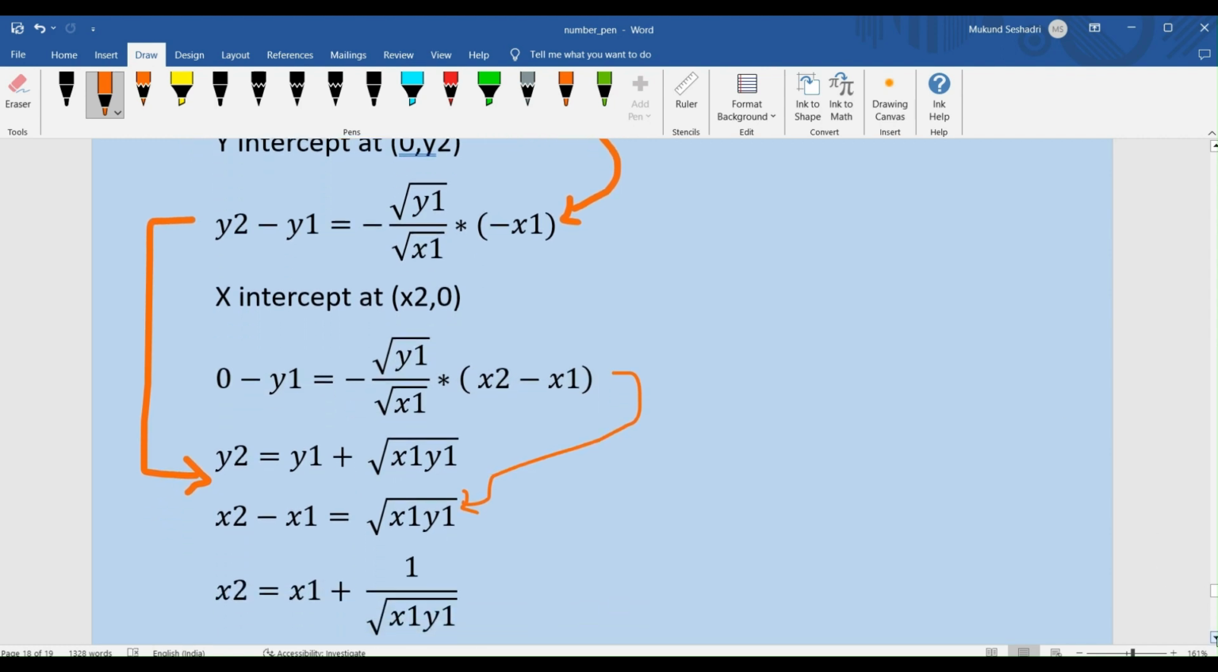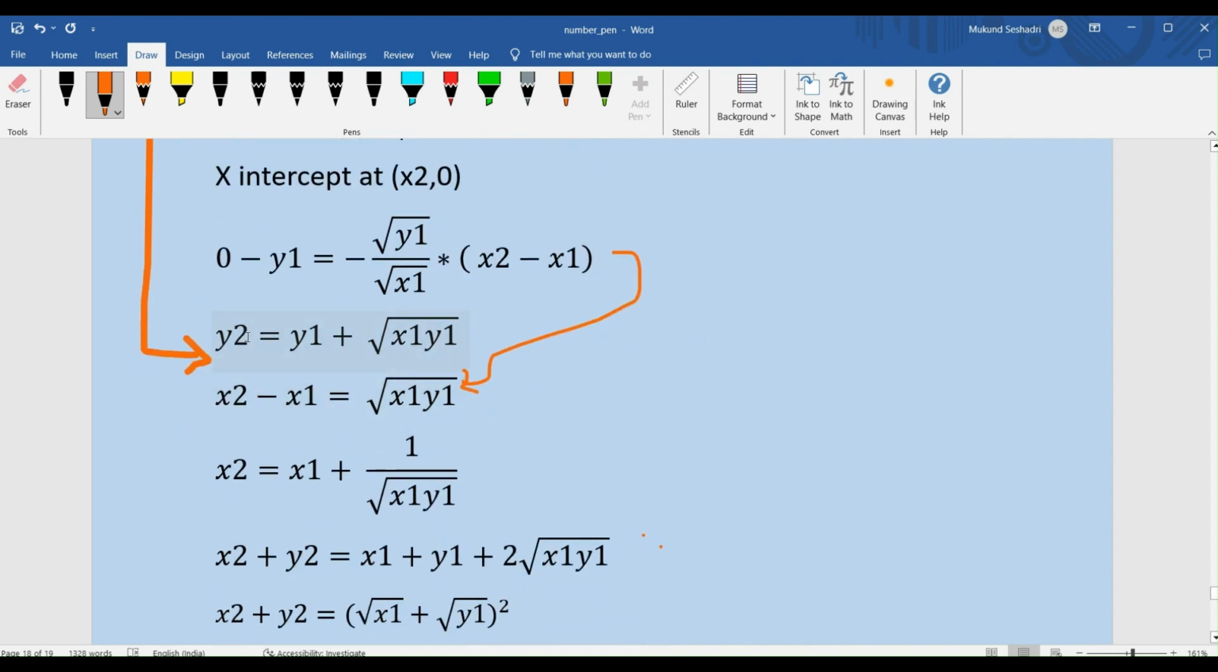So I'm going to take a minute to explain this again. y2 minus y1 is equal to minus root of y1 by x1 into x2 minus x1, and we substitute x equals 0. And similarly, I have my x-intercept at a point x2 comma 0, which means my y is 0 at that point. So I substitute 0 minus y1 equals minus root of y1 by x1 into x2 minus x1. With this, I arrive at x2 and y2 in terms of y1 and x1, right?